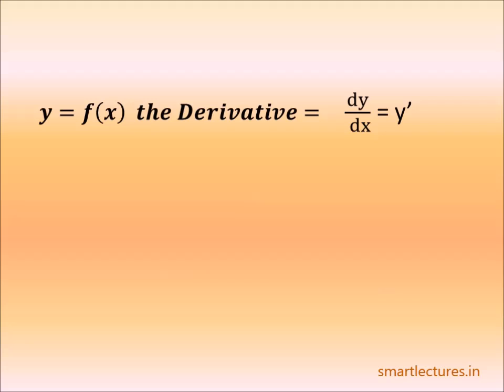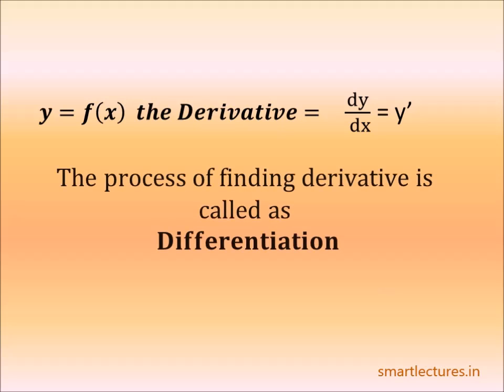Or you can say if y is equal to f of x, then the derivative can also be written as dy upon dx, or simply as y dash. This process of finding the derivative of a function is called differentiation. We also call it the differentiation of f of x with respect to x, and we denote it by f dash of x.